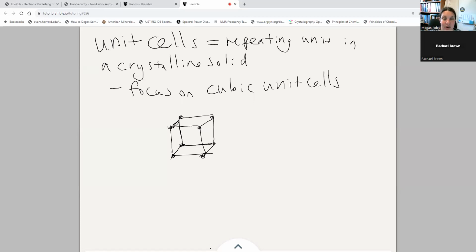We have 2 overreaching types of unit cells. We have metallic unit cells, and we have ionic unit cells. Those are the ones we're going to focus on in class and in lab. Those are not the only types that there are, but those are the ones that we are personally going to focus on. With a metallic one, this is going to be all the same atom type, and they're all going to be metals.